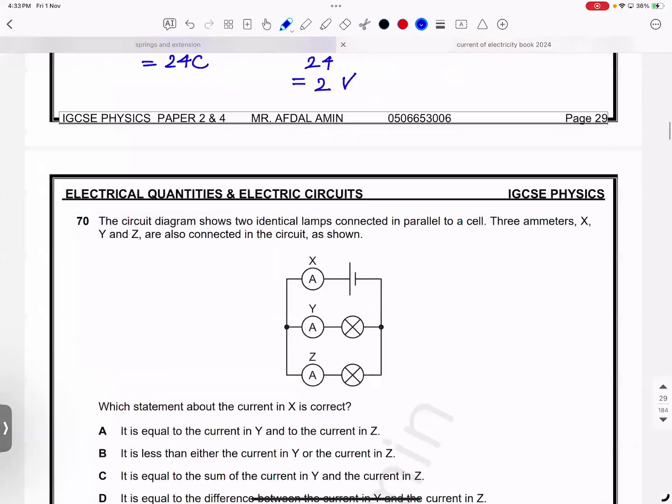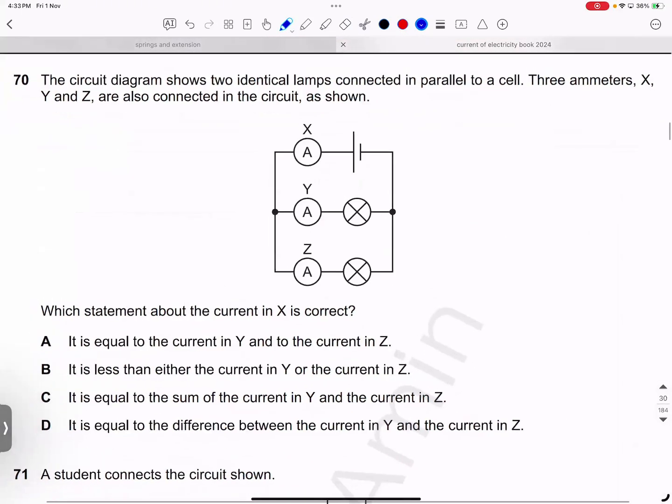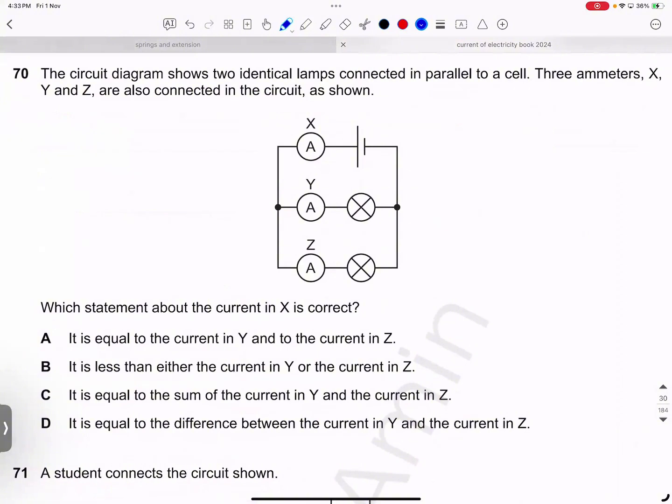Question number 70. It's a very easy question. Before you read this question, I want to give you some information. Any switch, component, voltmeter, ammeter, anything next to the battery is called master. Master means this is controlling everything. The current in X is the total current, which comes from the battery.